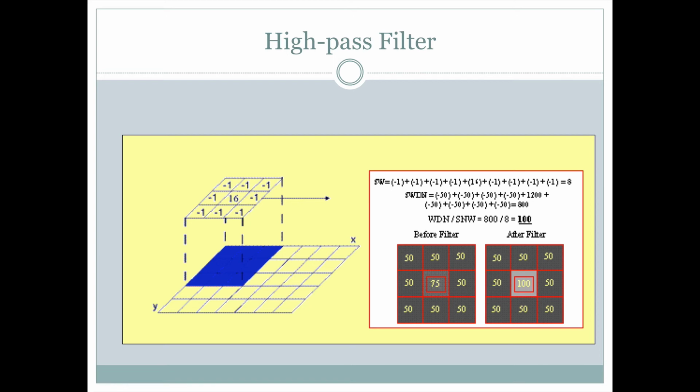It's 75. But what we can see is after we apply this high-pass filter, we get a lot of -50s here, and then associated with the one in the middle, we would get 75 times 16, or 1,200. And then once we do the math here, we would get a value of 800. We would divide that not by 9 this time, but just by 8. And in this case, we get a value of 100 for the middle. So this middle pixel has gotten bumped up a little because it's so much different than its surrounding pixels. And that's the idea of a high-pass filter, trying to accentuate what's different than the surroundings.